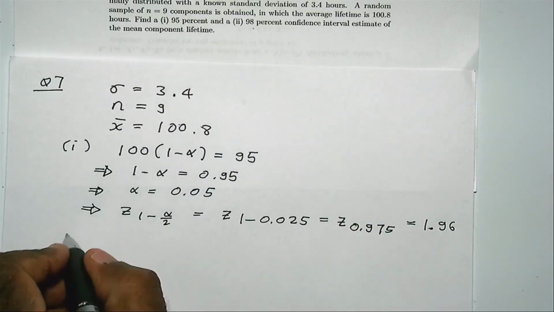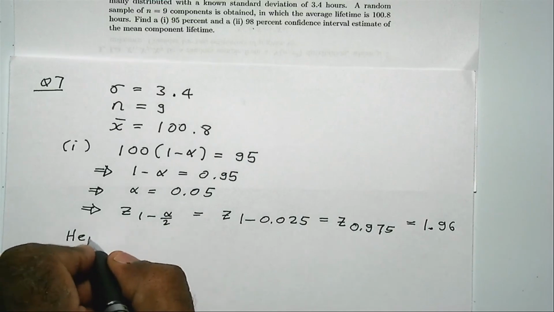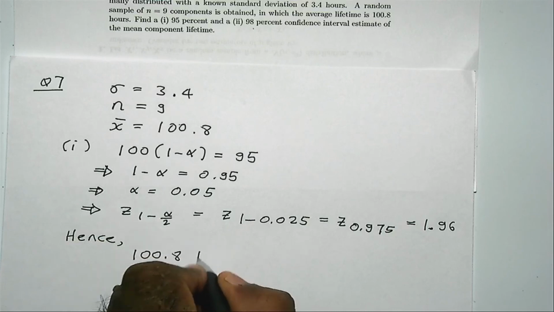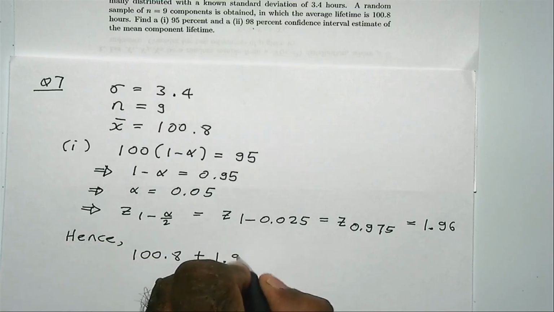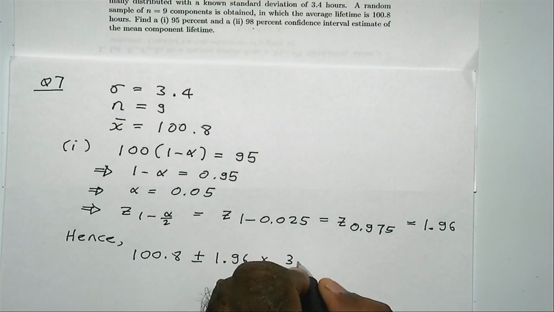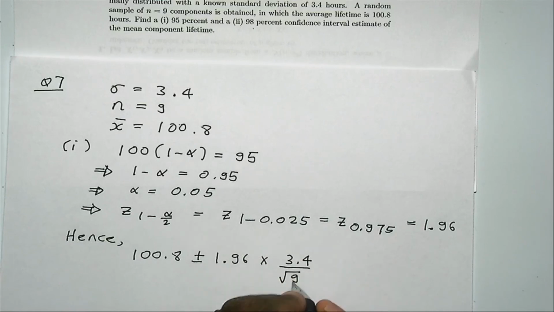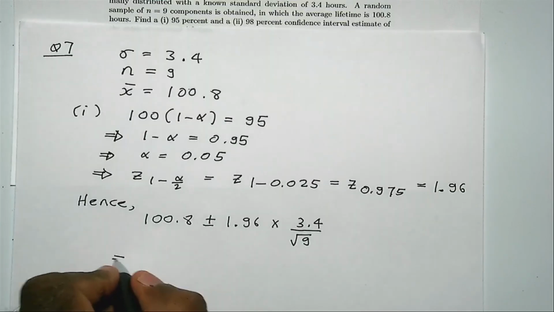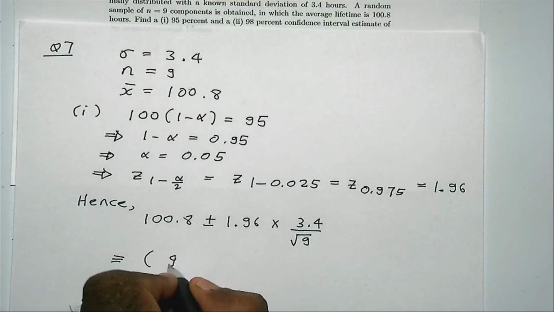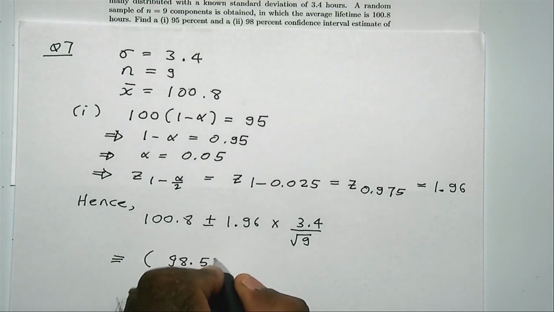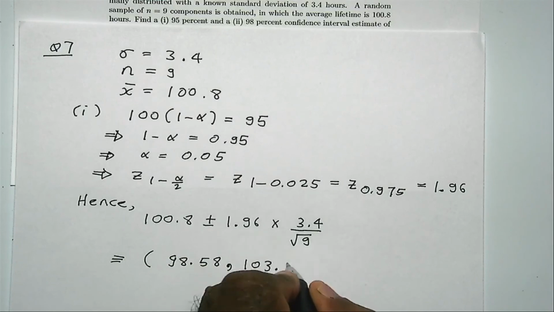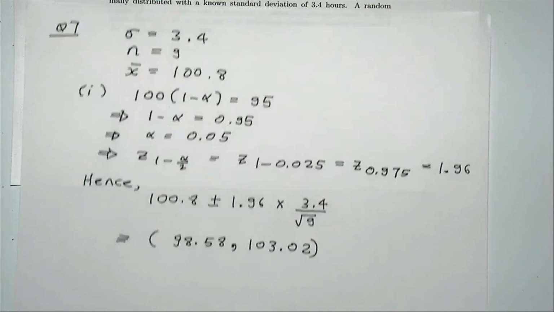So hence the 95% confidence interval is 100.8 plus or minus 1.96 times 3.4, which is sigma, divided by root of n, which is root of 9, which is 3. If you work this out using a calculator, you get 98.58, and the upper limit is 103.02. So that's the first part.